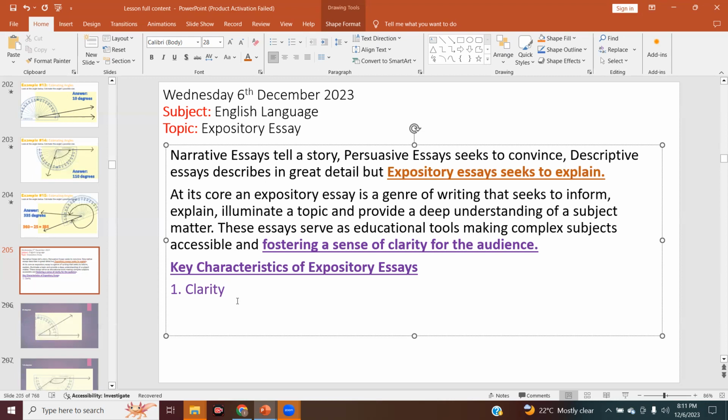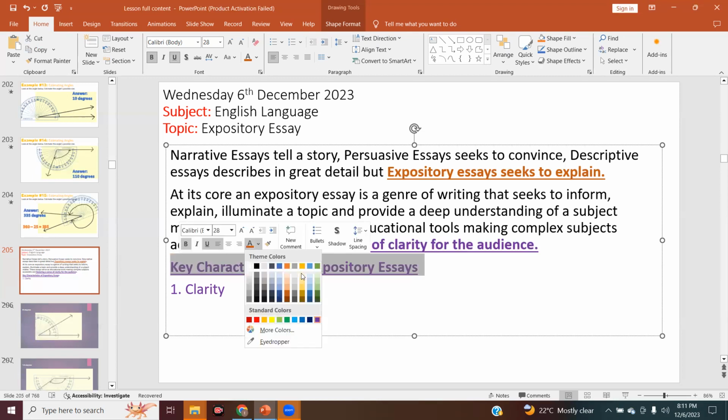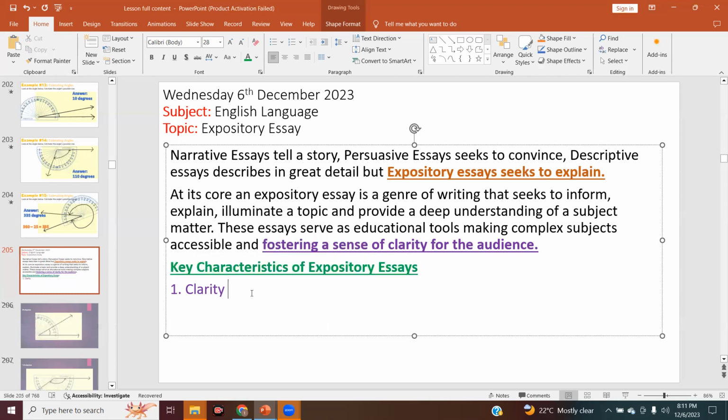So one of the key characteristics of expository essays is you need to be clear, right? That's what clarity means. Clarity basically means, do I understand what you're saying? Are you clear in what you're saying? And so you cannot be vague. So you must be clear and you must also be concise.